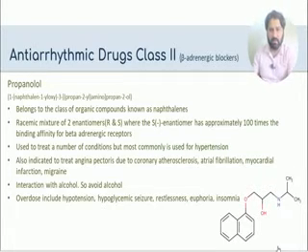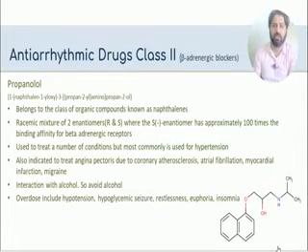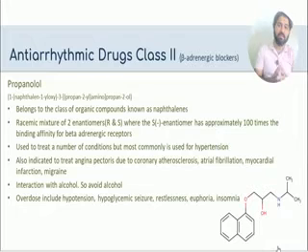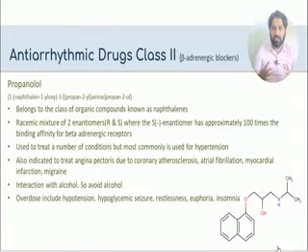So let us discuss a little bit about Propranolol. This is the structure of Propranolol, which is a racemic mixture of two enantiomers. The S enantiomer has 100 times the binding affinity for beta adrenergic receptors. Propranolol is used to treat a number of conditions, but all of you know that it is most commonly used for hypertension, as an antihypertensive drug. It also has antiarrhythmic properties.